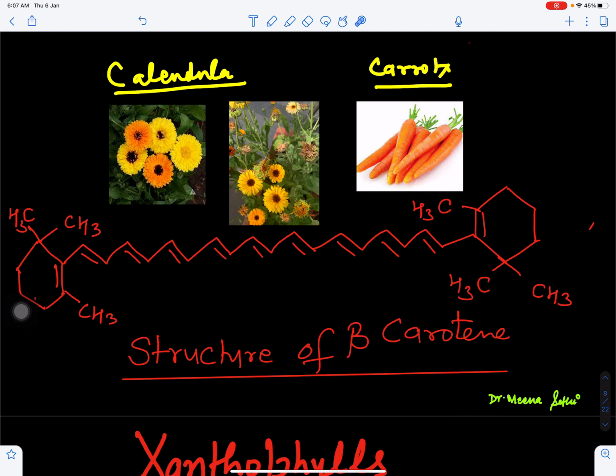Now the general formula we said is C40H56. So how can we write it down? We can see here this is a hexagonal ring having a double bond, and methyl groups are attached here. Again this is a hexagonal ring and methyl groups are attached here. And here we can see this is connected like this. These are isoprene units having conjugated double bonds, meaning alternately single bond, double bond, single bond, double bond. So this is the structure of beta carotene. This is about carotenes, which give rise to vitamin A and are orange, red or yellow in color.